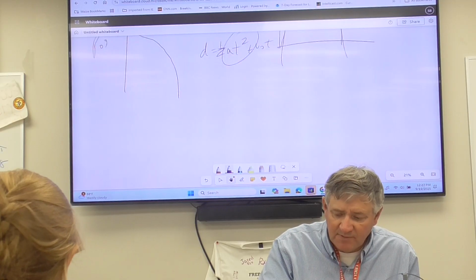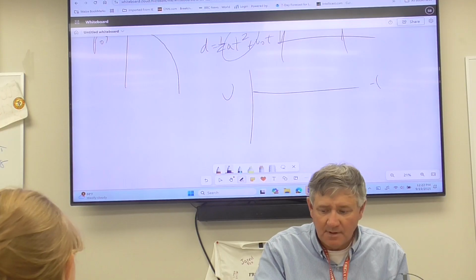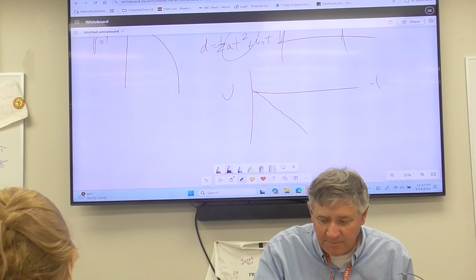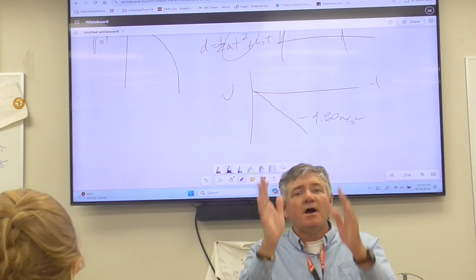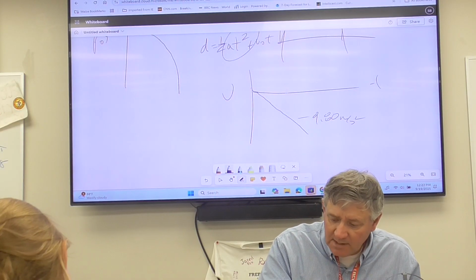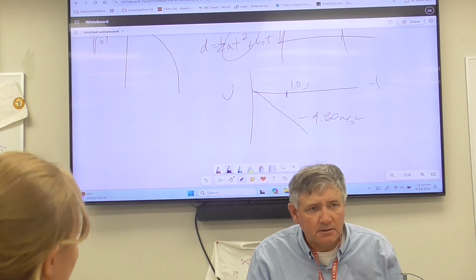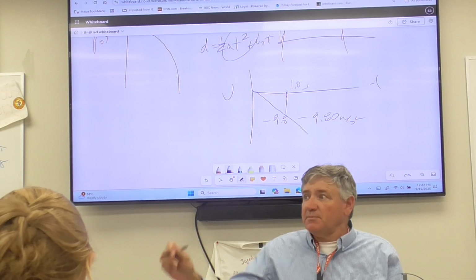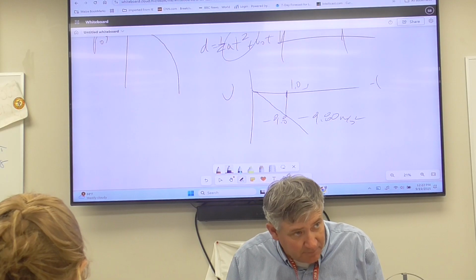Now, here's what's important. If you looked at your velocity-time graph, what would it look like? A line. That would be a straight sloping line, and the value of that slope would be -9.8 meters per second squared. Understand what this slope means. At the end of 1 second, how fast are you going? -9.8. That's what the number means. For every second that goes by, your velocity changes by -9.8.